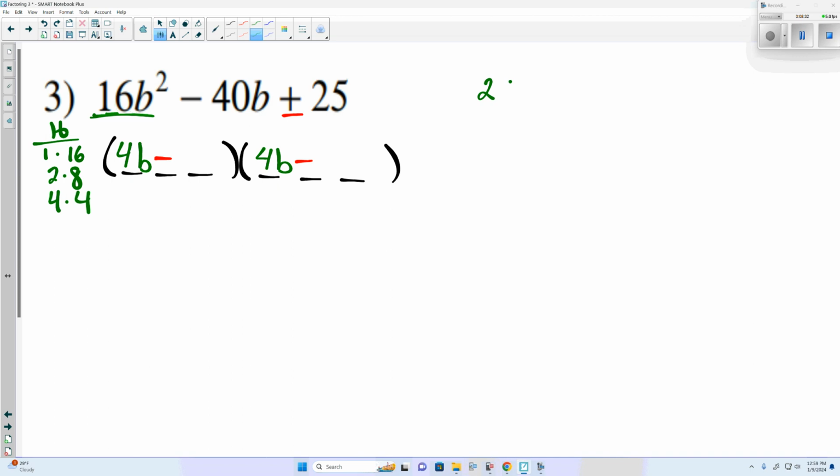Factors of the third term, factors of 25. There's 1 and 25, and 5 and 5. Which one do we want to try first? Do we want to try 1 and 25 or 5 and 5?